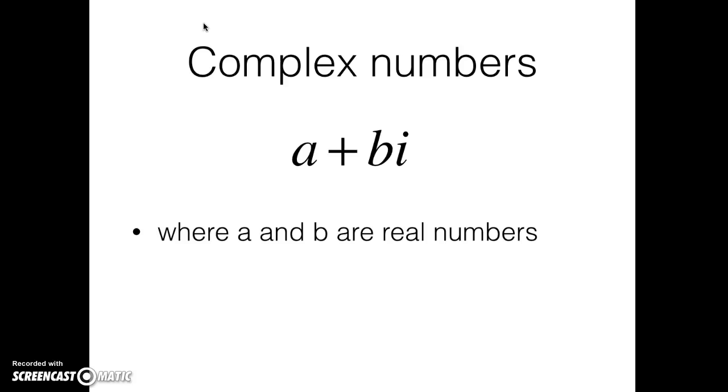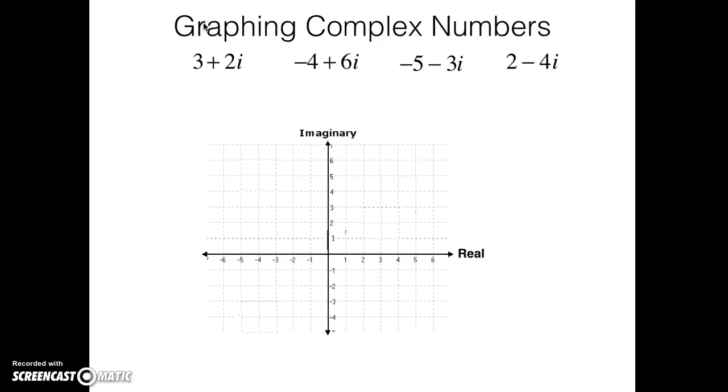Complex numbers and their operations. A complex number is in the form of a plus bi, where a and b are real numbers, they're constants, and i is the imaginary number that represents the square root of -1. First thing we're going to do is graph the complex numbers. We're going to start with 3 plus 2i.